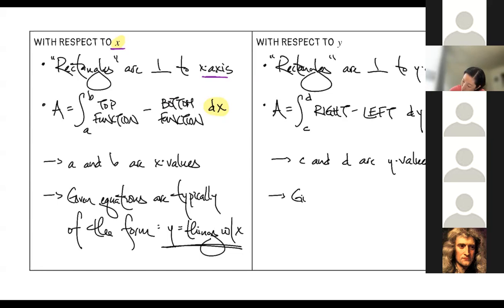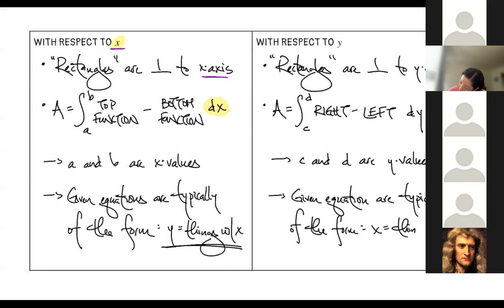And we're typically given equations of the form X equals things with Y. Typically you're given equations that look like X equals a bunch of things with Y. So those are some good clues to look for when you're thinking, how do I know, should I do it with respect to X or with respect to Y?